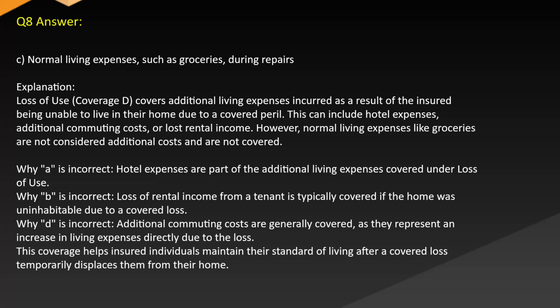Why A is incorrect: Hotel expenses are part of the additional living expenses covered under loss of use. Why B is incorrect: Loss of rental income from a tenant is typically covered if the home was uninhabitable due to a covered loss. Why D is incorrect: Additional commuting costs are generally covered as they represent an increase in living expenses directly due to the loss. This coverage helps insured individuals maintain their standard of living after a covered loss temporarily displaces them from their home.